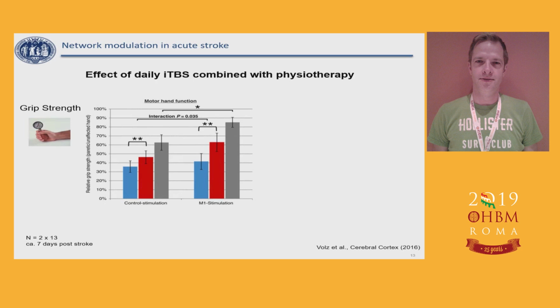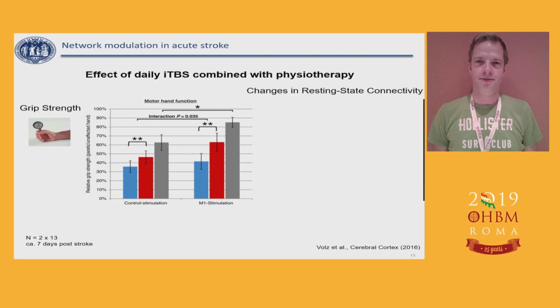So left side is the control group, right side is the M1 stimulation group, and blue is the pre-interventional grip force and red is the post-interventional grip force, and you can see that also the control stimulated group has improved, which is to be expected. However, the effects in the patients additionally receiving iTBS were significantly larger, and these effects even translated into the chronic phase indicated by the gray bars.